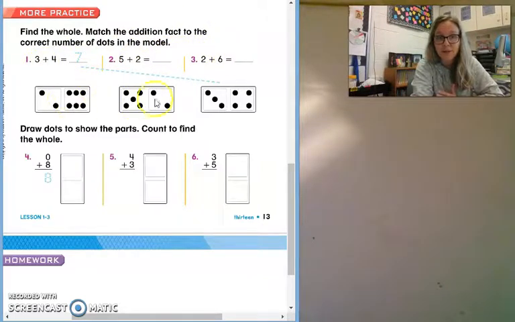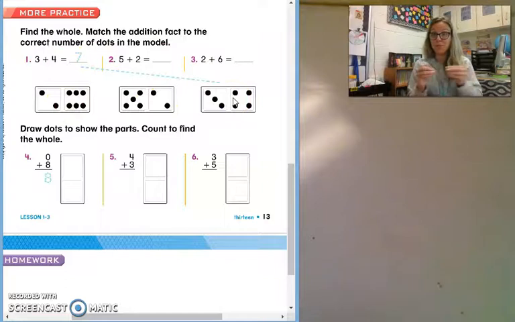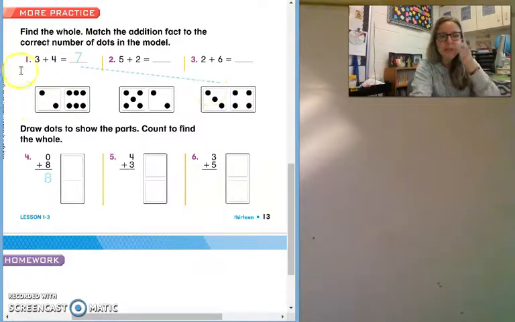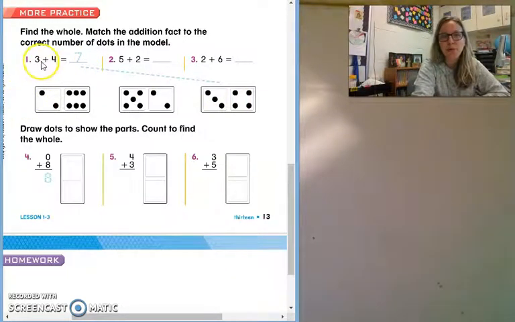Then we will come down here and we will connect them to the matching parts, okay? So this first one they've done for you. They said that 3 plus 4 equals 7. So you can just trace that 7. Now we'll look here at 5 plus 2.